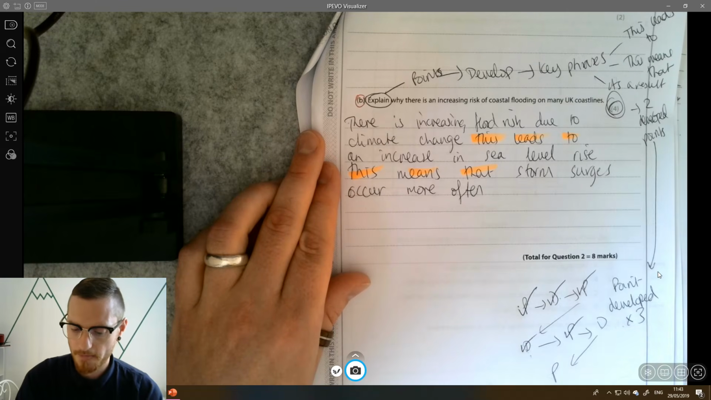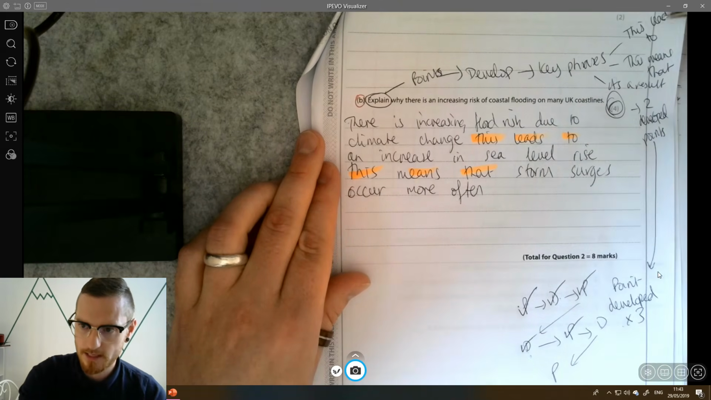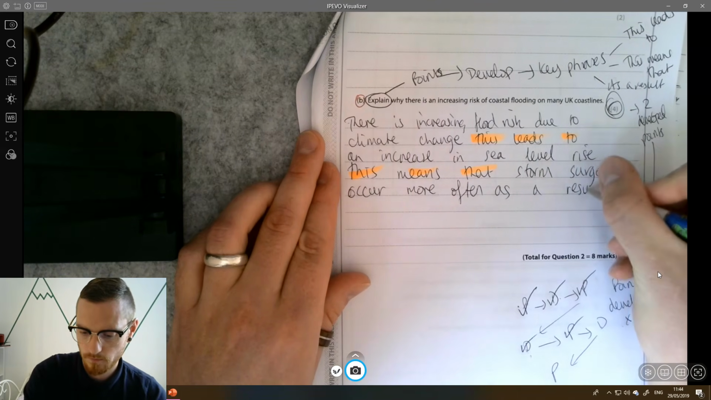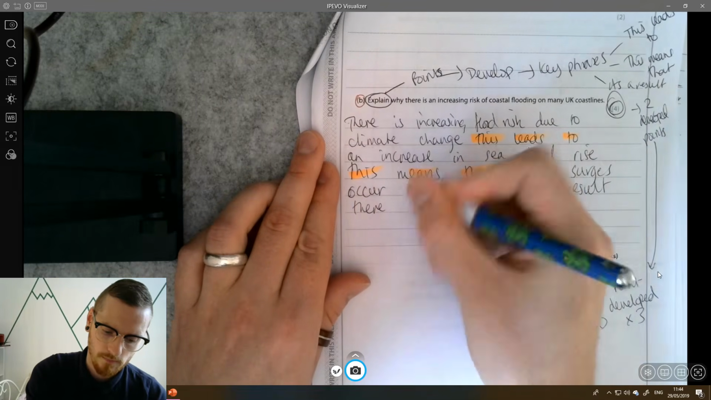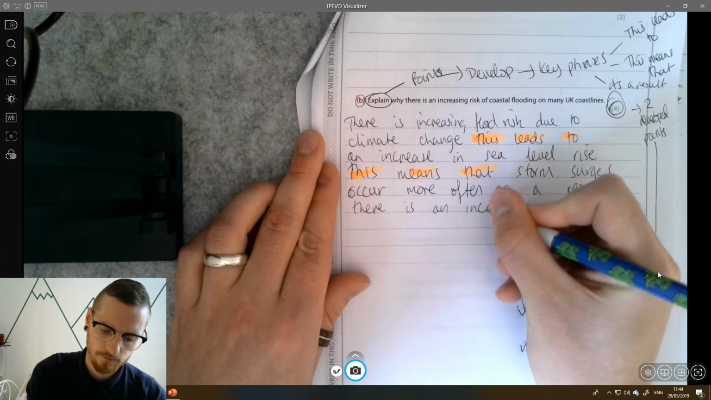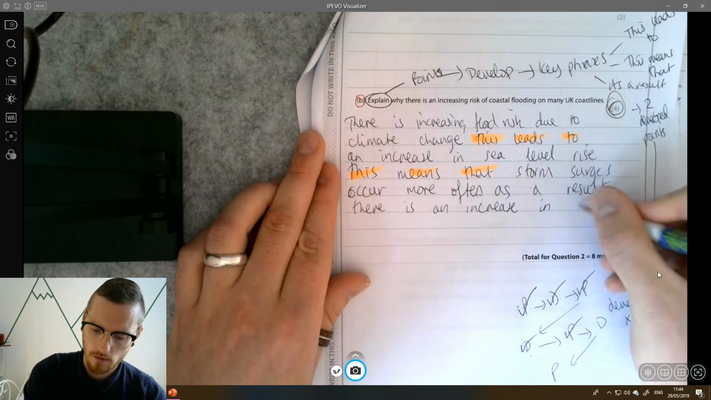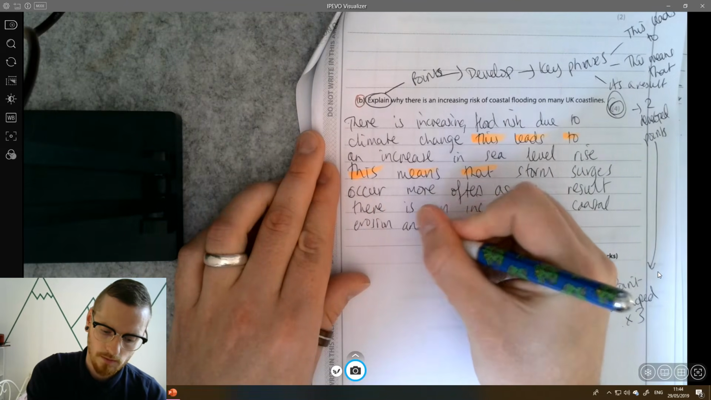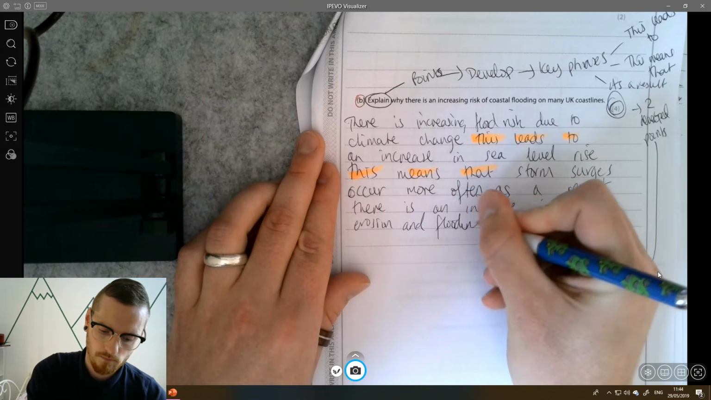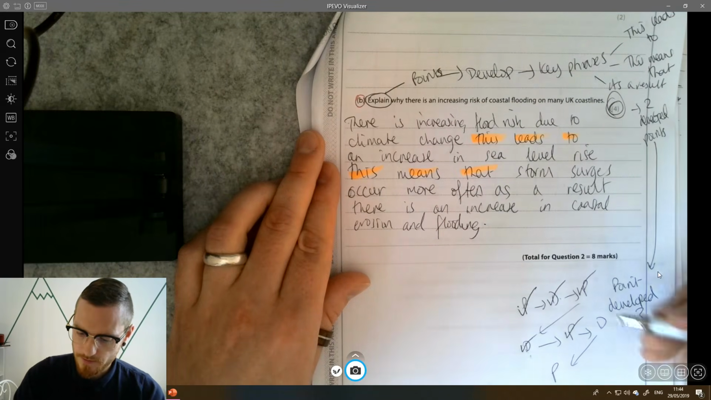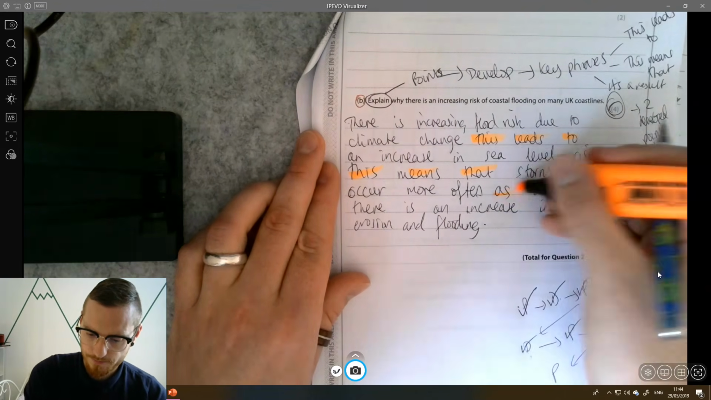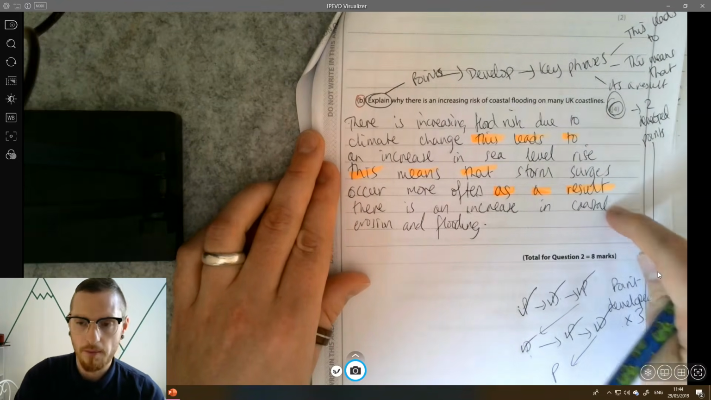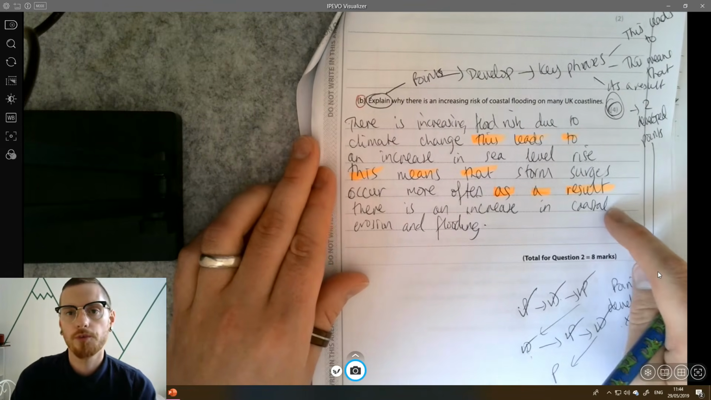Now let's get my last mark here. So I need to develop it again. Back to my key phrase list. I'm going to use as a result. As a result, there is an increase in coastal erosion and flooding. And I've developed it again with as a result. Tick that off. And I've made a final point about there being more coastal erosion and thus leading to more flooding.